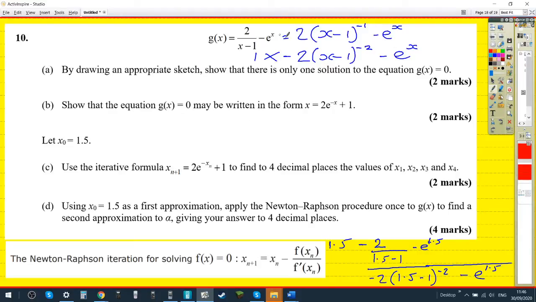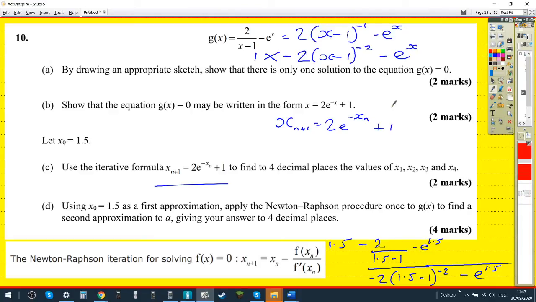Let's see. So sketch, show that it has one root. Fine. Show that it can be written in the form that this is an iterative formula. What they do then is they change x into xn plus 1 and all the x's on the right side into xn. And that's where that comes from. So you don't necessarily make x the subject, you just get one x on one side by itself and you can have x's on the other side as well. That changes it into an iterative formula, which you can use to approximate answers.